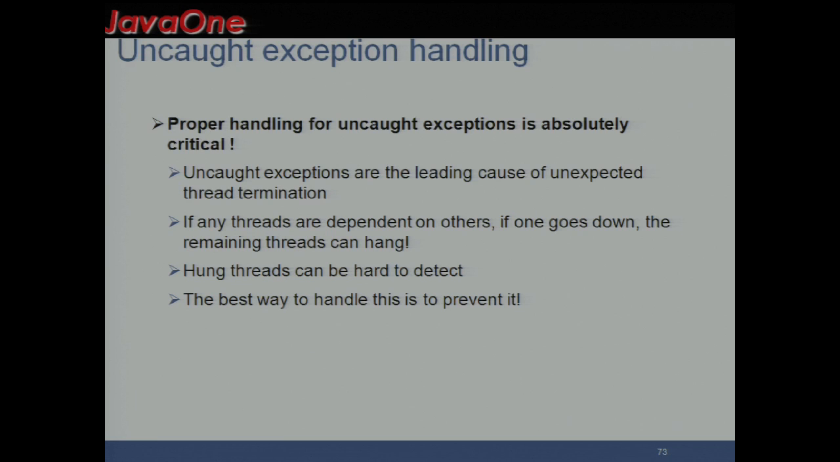All right. Final thing we're going to talk about today is uncaught exception handling. So it's really important you have proper handling for your uncaught exceptions. They're the leading cause of unexpected thread termination. And if you've got any threads that are dependent on your threads, and if one goes down, you're going to have hanging threads. And hanging threads can be really hard to detect, right? Are they hung, or are they just in between bursts of traffic?